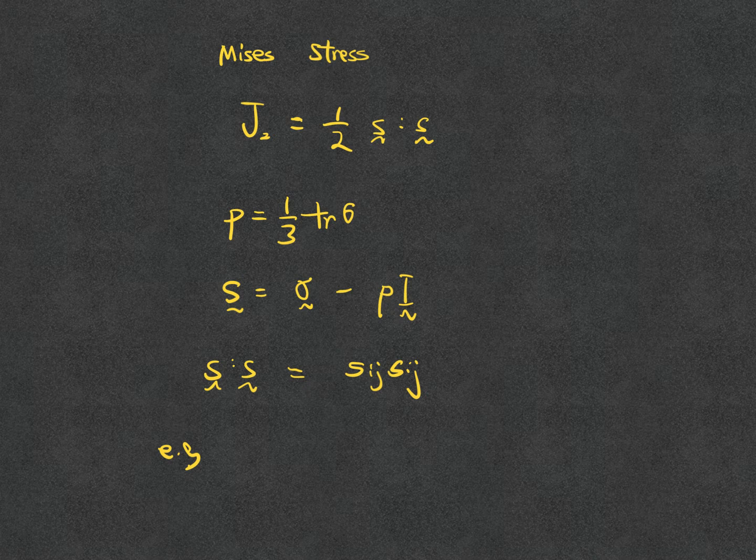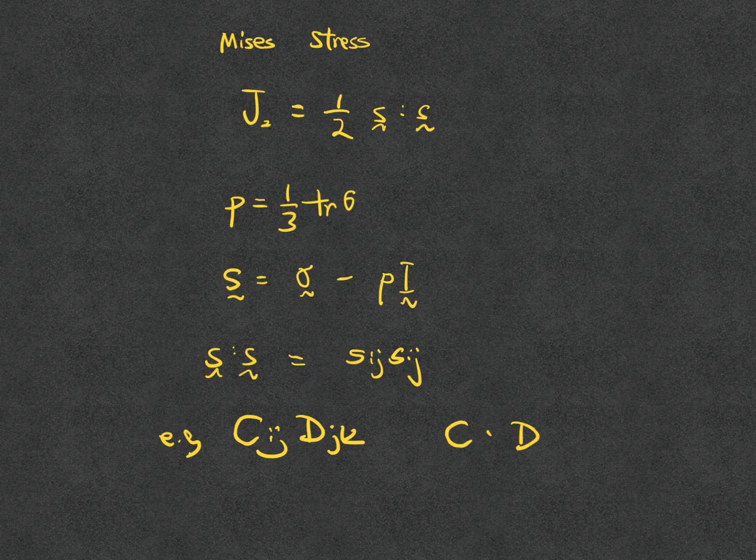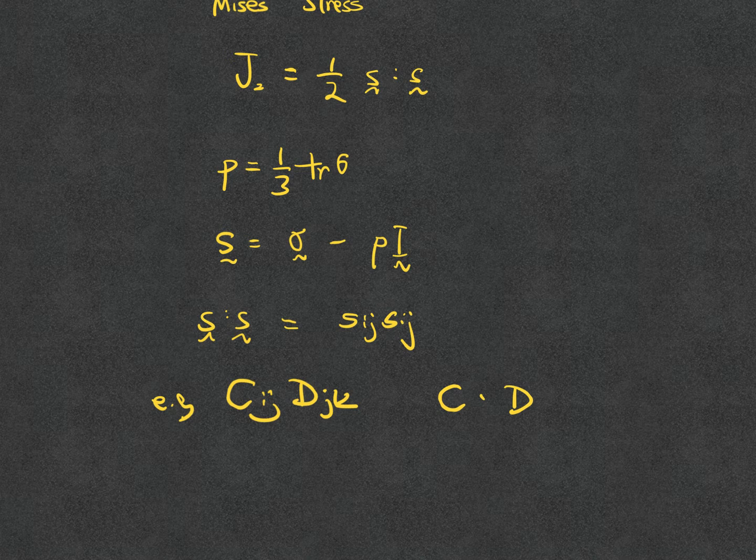On the other hand, let me give another example. If I write Cij times Djk, that on the other hand will give us a matrix, and that is simply equivalent to C dot D. C is a matrix, D is a matrix, and it leads to a matrix because the index j is shared, indicating I'm having a dot product. Okay, you see what I mean?